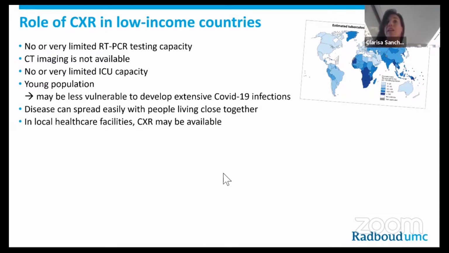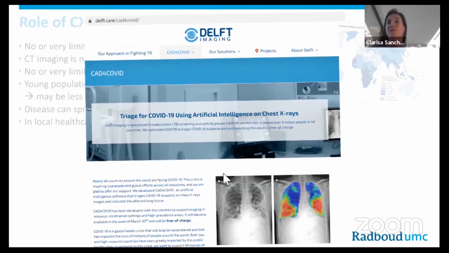And if we think that in a local health facility chest X-ray is available, it could be a good way to detect COVID using these images. Although this is not the focus of this talk, I would like to mention this initiative by Delft Imaging and Girona together with our group, where they provided free of charge an AI for COVID algorithm focused on triage of COVID-19 on chest X-ray. They launched it 2 weeks ago, and now it has been implemented in 12 countries already. So it shows the role of imaging, but also the role of AI in this crisis.